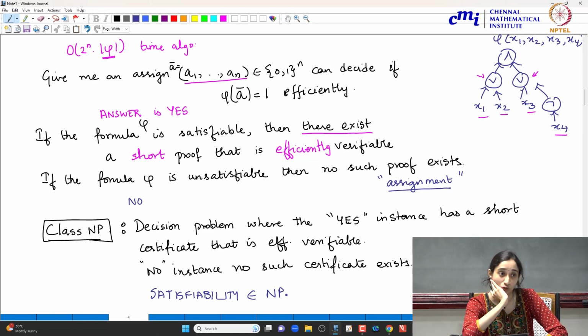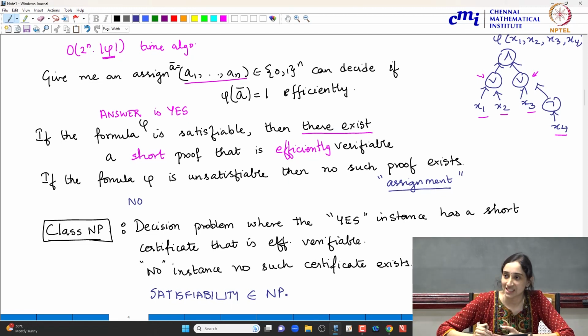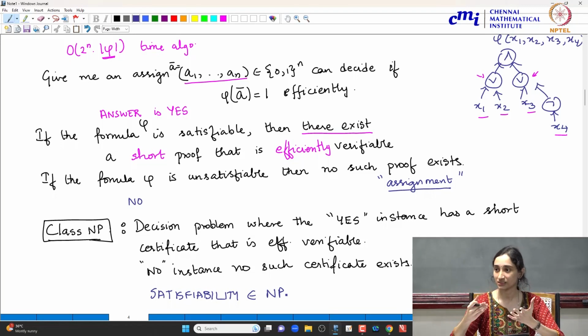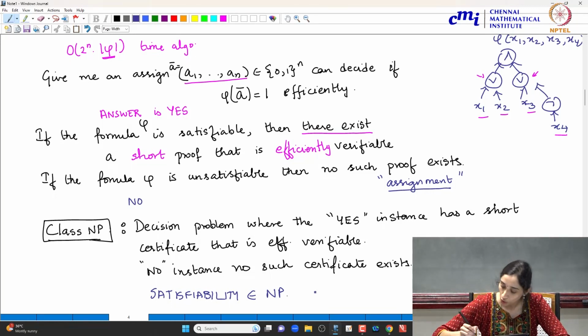What can you say about composites? If the number is composite, is there some proof that you can give me? Yeah, we will divide, like some number will be a divisor. You can provide the factors, right? So, factor is a certificate. And once you give me the factorization, I have to just multiply, right? To check whether I'm getting the actual number. So, composites is also in NP.